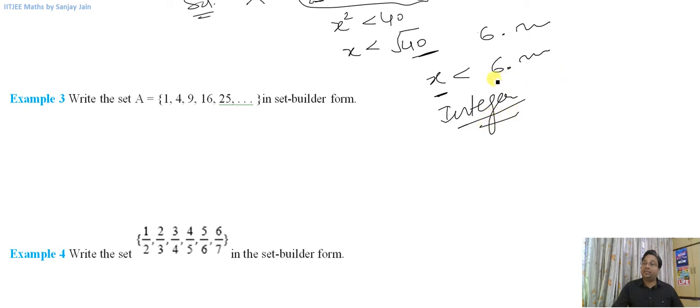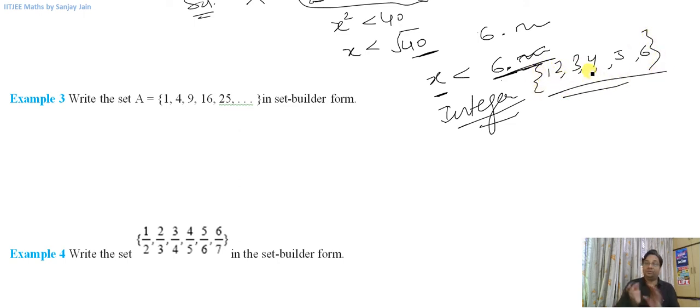right? So what are the integers less than 6 point something? The integer which is just lesser than 6 point something is 6. Then 5, 4, 3, 2, 1. Okay, before 1 you'll have another integer which is 0, but it is not a positive integer. So the only positive integers that satisfy the conditions are these.